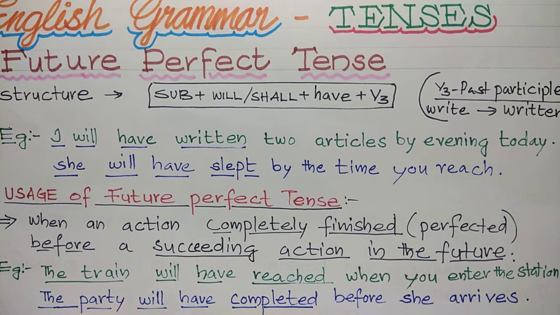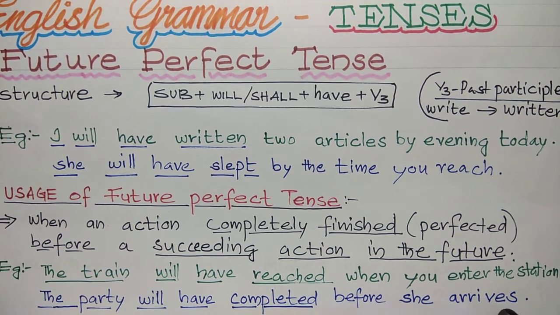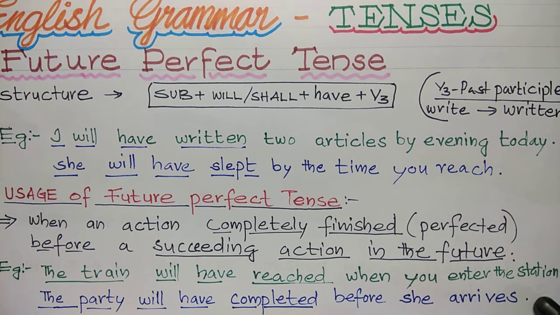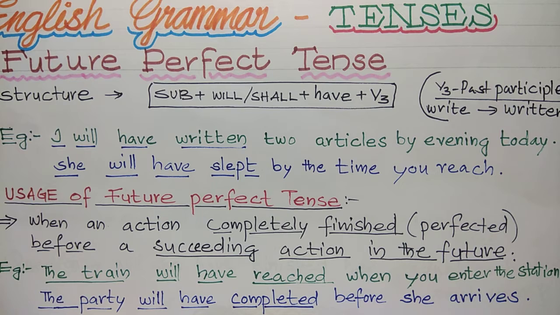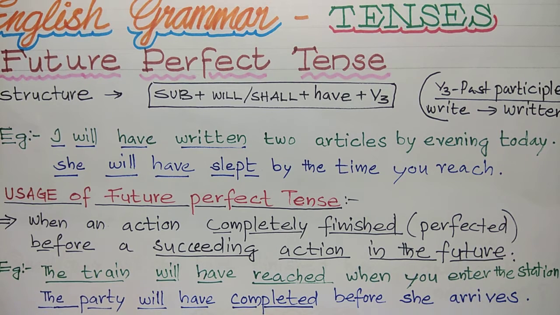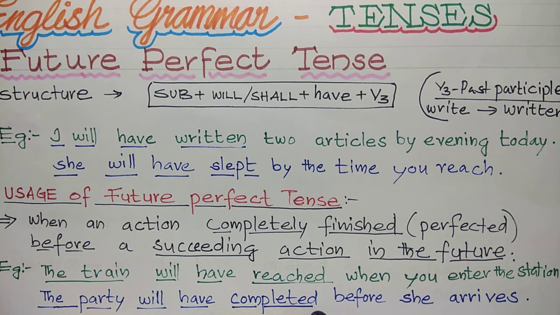Next, the party will have completed before she arrives. Before she arrives, that is a succeeding action, and the completed preceding action is in future perfect tense. The party plus will plus have plus V3 form of complete, that is completed.